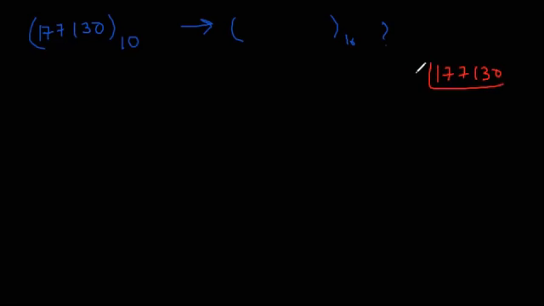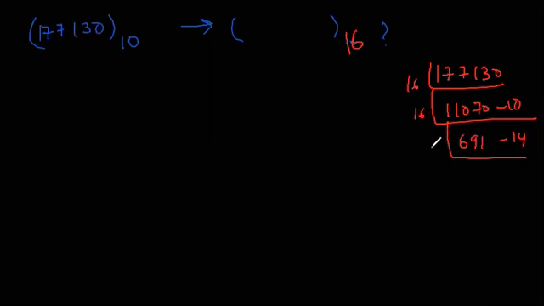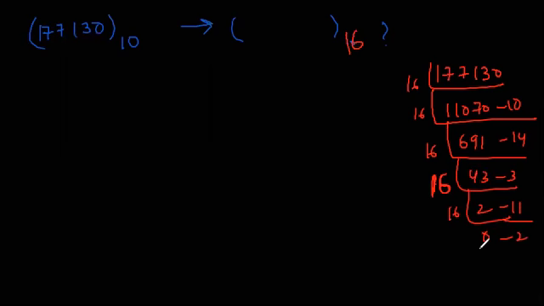177130. Which number do we have to use? So we want the base 16. So let's divide by 16. You can do it on the calculator also and find the remainder each time. 43 times, the remainder will be 3. Then 2 times, 16 2 is 32. So the remainder is 11. And then 0 times, the remainder is 2. We have to continue this till we get the quotient as 0.